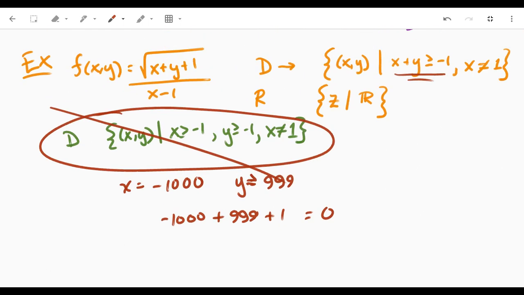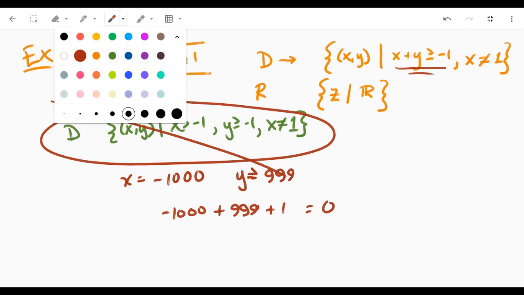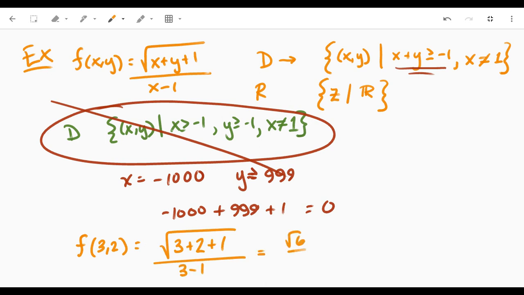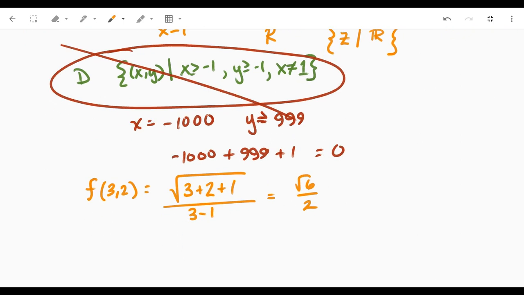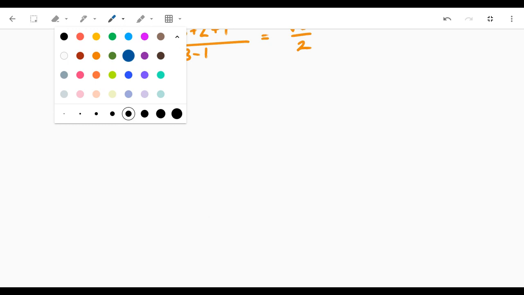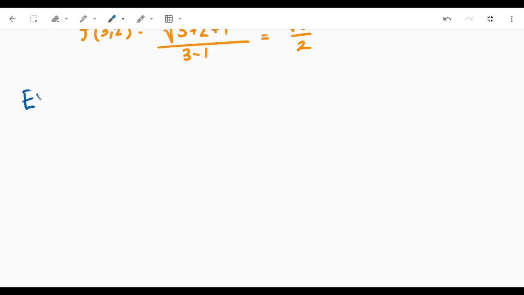Then the next thing you would do is evaluate this function at different values. This is an example in your book. They do f of 3, 2. So you'd have the square root of 3 plus 2 plus 1 over 3 minus 1, which should get you the square root of 6 over 2. So that's how you're going to do your domain and your range. I'll do one more example for you really quick that's in the book, and we'll just talk about the domain. Definitely read your book to see some more examples here.